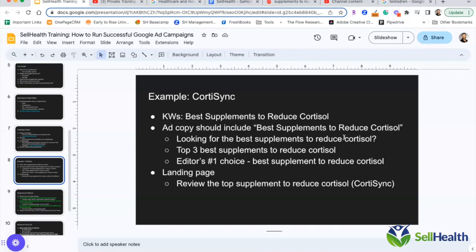Top 3 best supplements to reduce cortisol. Editor's #1 choice, best supplement to reduce cortisol. And then on the landing page, review the top supplement to reduce cortisol, CortiSync, right? So now do you see how I've made everything match? The keyword matches the ad copy, matches the landing page, and then the landing page sends people over to the offer. Now it all matches. So your user was searching best supplements to reduce cortisol.